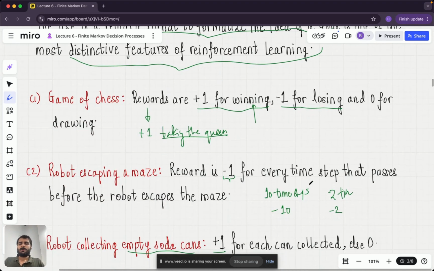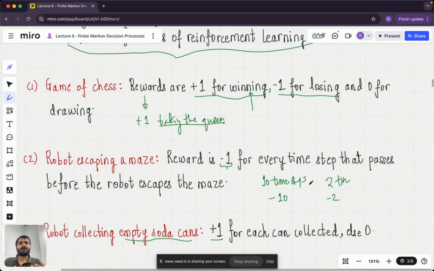So, how do we define the rewards for different problems? Let's say we are playing a game of chess. In this case, the rewards are pretty straightforward. The reward is plus one if I win the game of chess. The reward is minus one if I lose the game of chess. And if I draw the game, I'll not get any reward and the reward is zero.